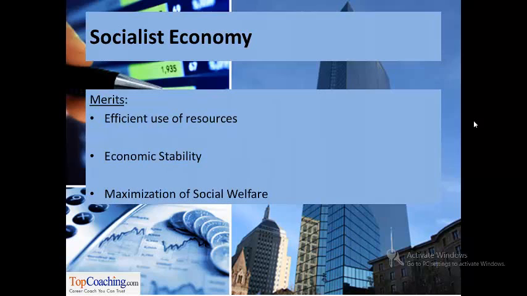Now let's have a look at some of the merits of socialist economy. The first one is the efficient use of resources. The resources are utilized efficiently to produce socially useful goods without taking the profit margin into account. Production is increased by avoiding waste of competition.